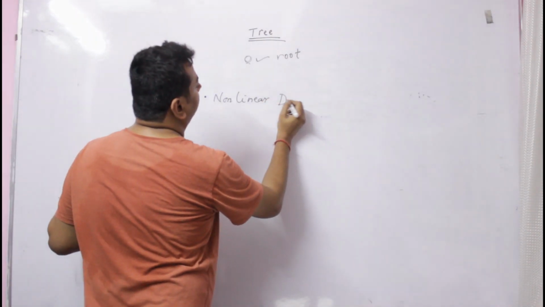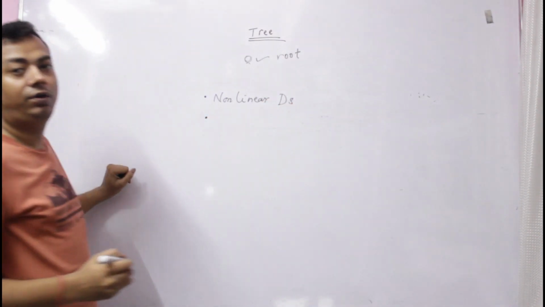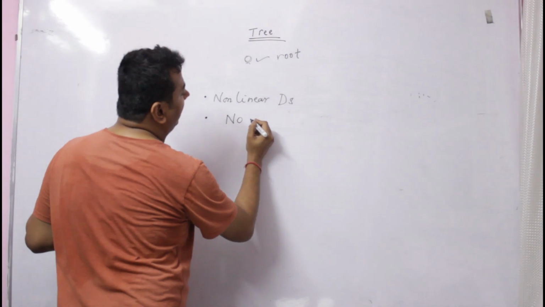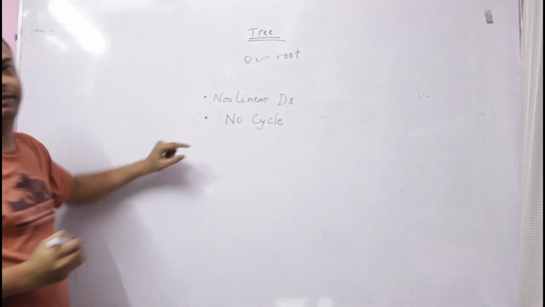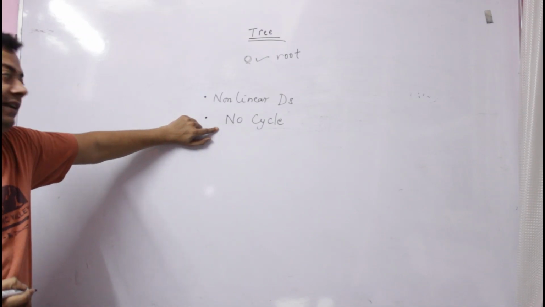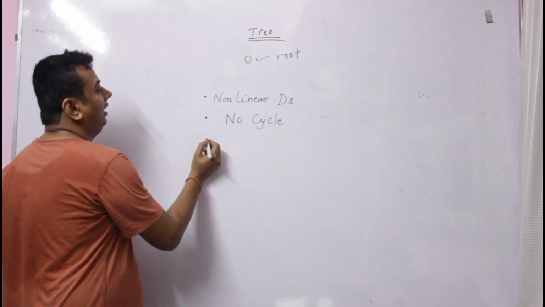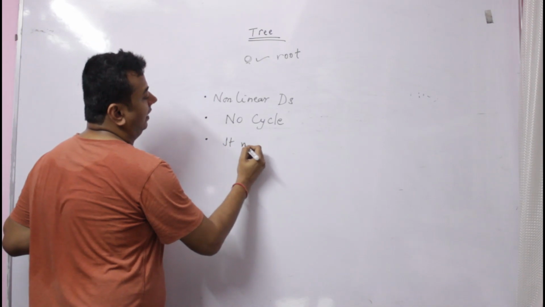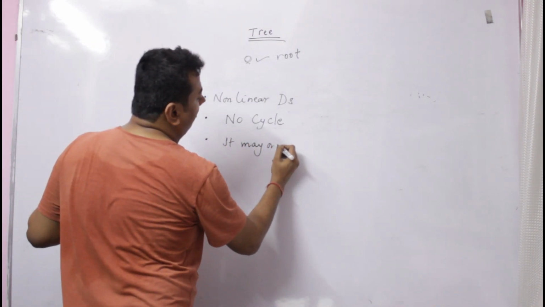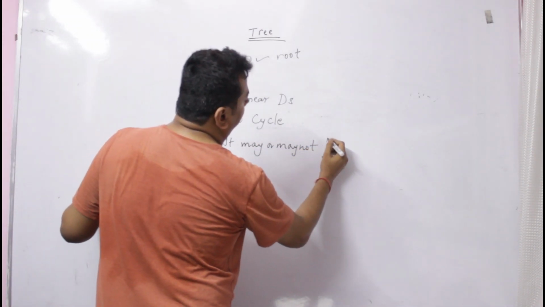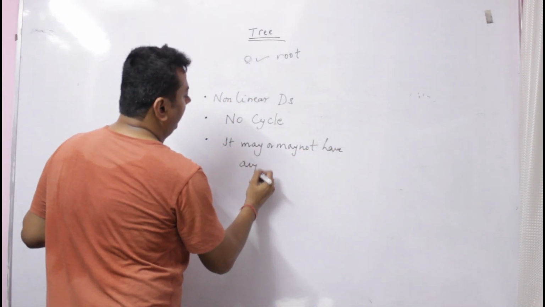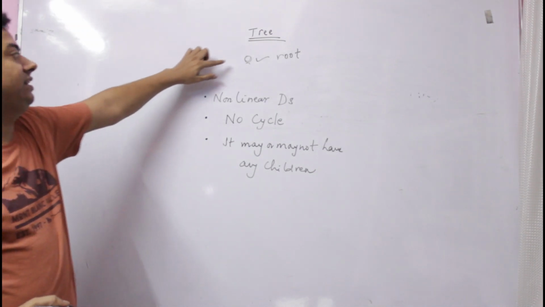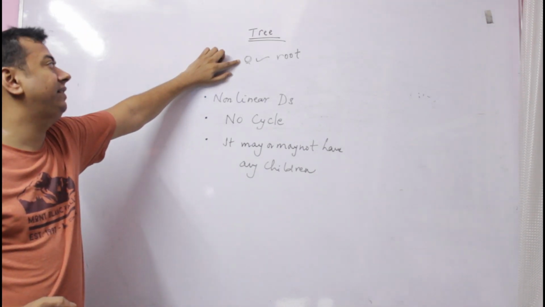non-linear data structure which does not have any cycle in it, and it may or may not have any children. Okay, so this is a tree with one node.